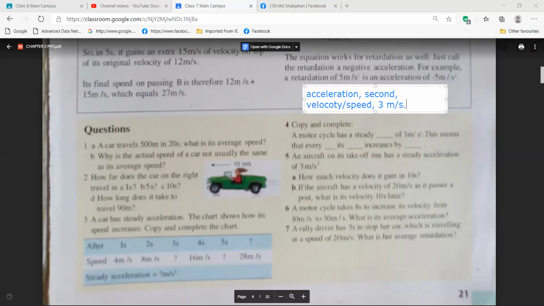So those who couldn't do it, you write it. We are writing the answer of question number 4. 4 is done. Now 5. How can we do 5?